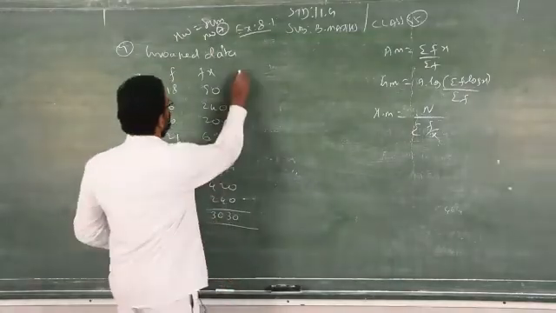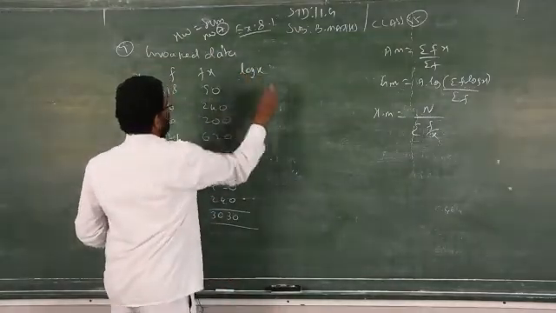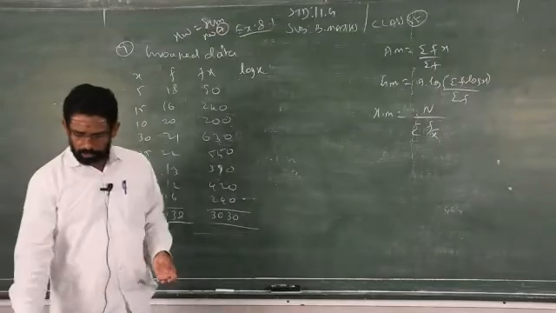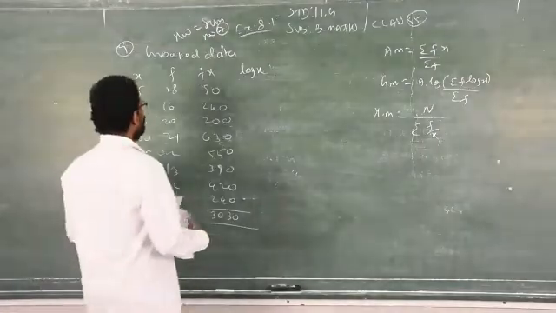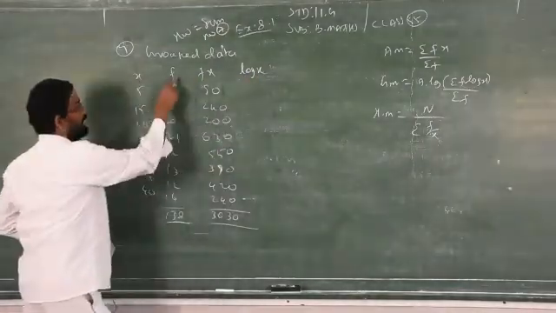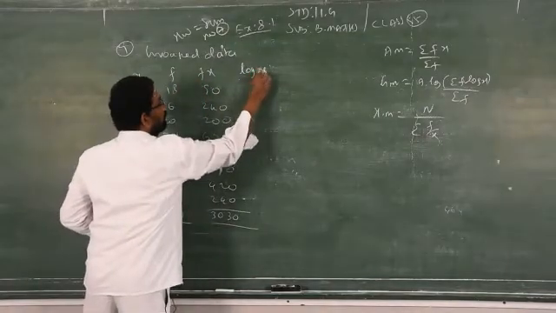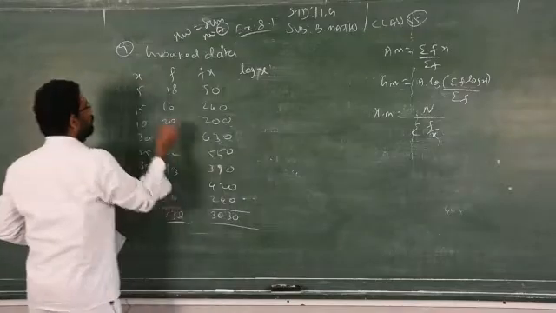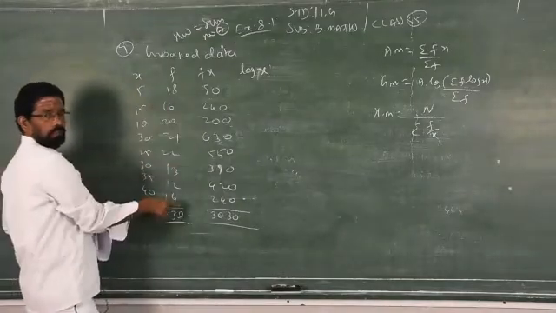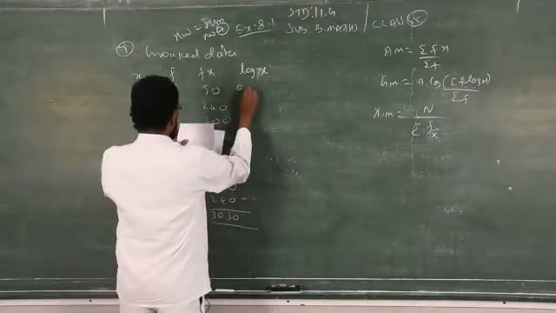So next I am using the tabular column log x. I will write down the logarithm values straight away. You know how to find log x, not log f. Be careful. For log x, you have to find the logarithm only for x, not for frequency. Don't make confusion.